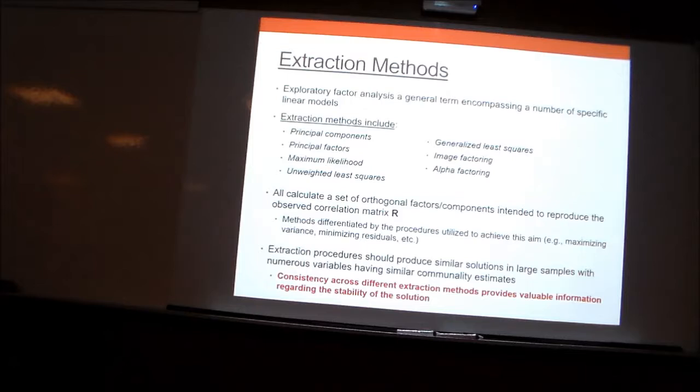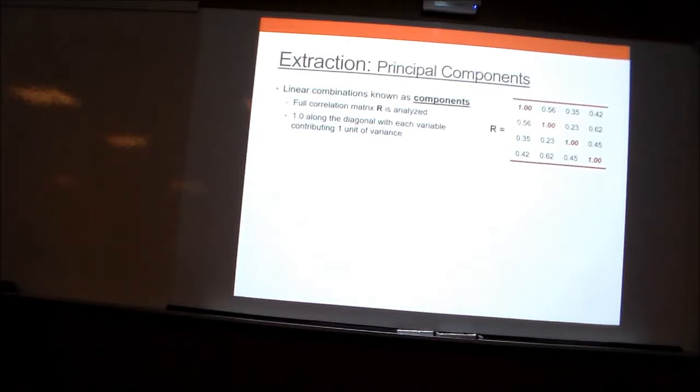Basically, if your data are good and you've got a good, reliable, and replicable solution in your data, you should be able to use these fairly interchangeably and not get terribly different scores. If you start getting different solutions based on your extraction method, that's probably an indicator that you've got something wonky going on in your data. You need to go through and figure out why you're not getting consistency across these different extraction methods. Okay. So first thing we're going to talk about is principal components. Principal components technically isn't a factor analytic procedure. Principal components is a data reduction procedure.